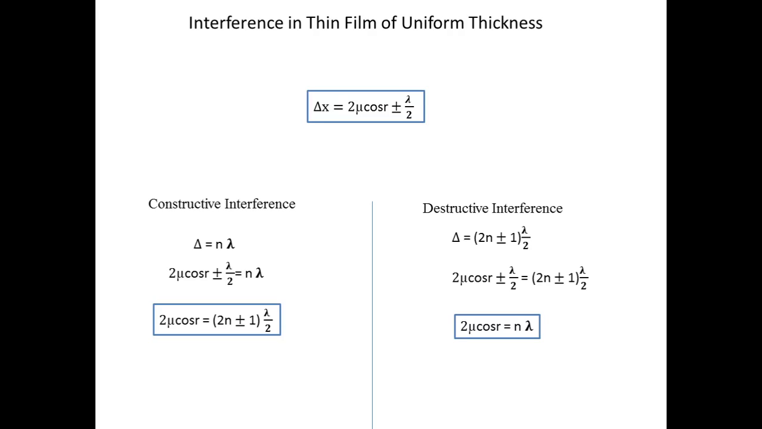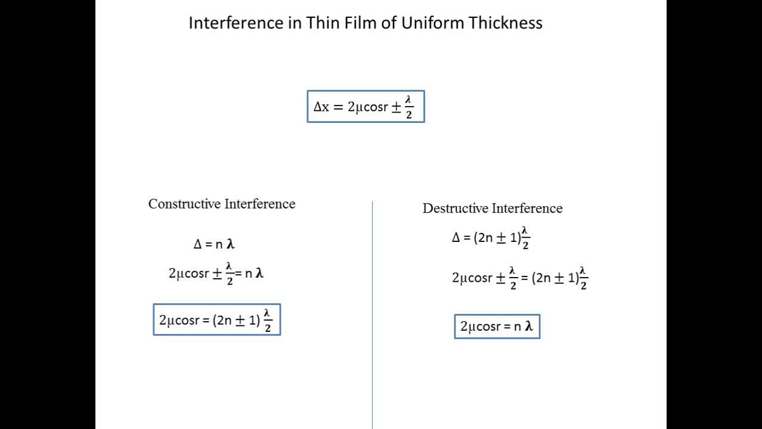Now let us understand, if we substitute these values into the conditions for constructive and destructive interference, then we'll get the conditions for the interference pattern for the uniform thickness thin film. For constructive interference we have the condition delta x equal to n lambda, and we have the delta x value 2 mu t cos r plus or minus lambda by 2. If we substitute in this equation, we will get 2 mu t cos r equal to (2n plus or minus 1) lambda by 2. This is for constructive interference.